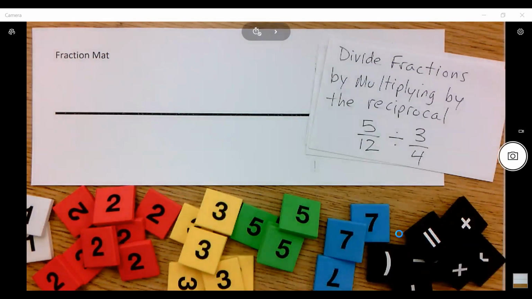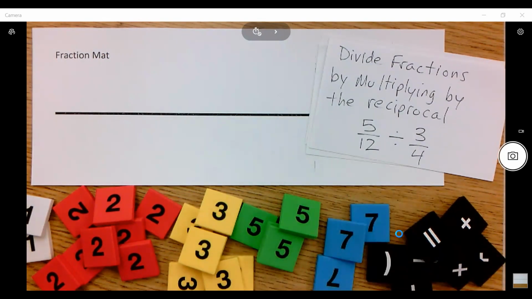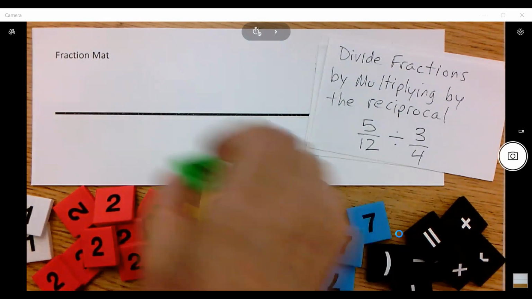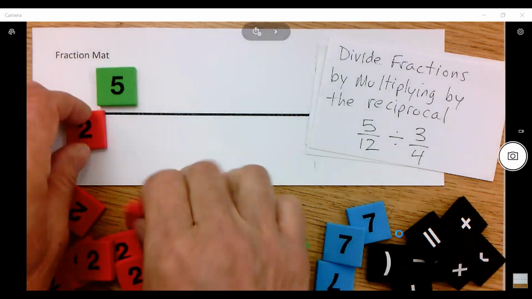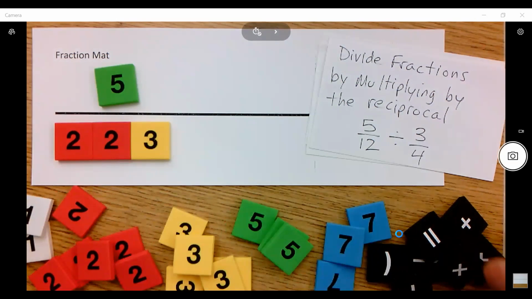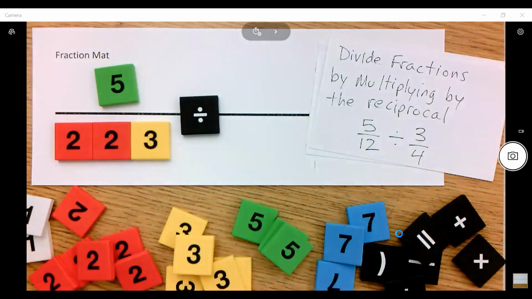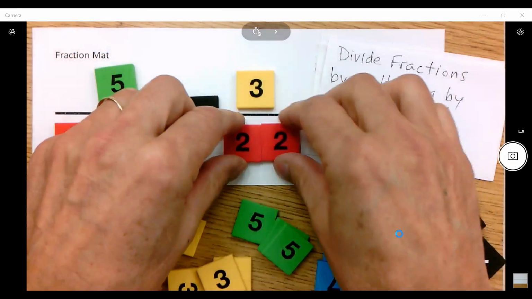So if we want to divide 5/12 by 3/4, this one I'd have a little bit more difficult time modeling physically. Now, as far as the procedure of dividing with fractions, I'm going to take my 5/12, 2 times 2 is 4, 4 times 3 to make 12, and we're going to divide that by 3/4. 3 in the numerator, and 2 times 2 is 4.